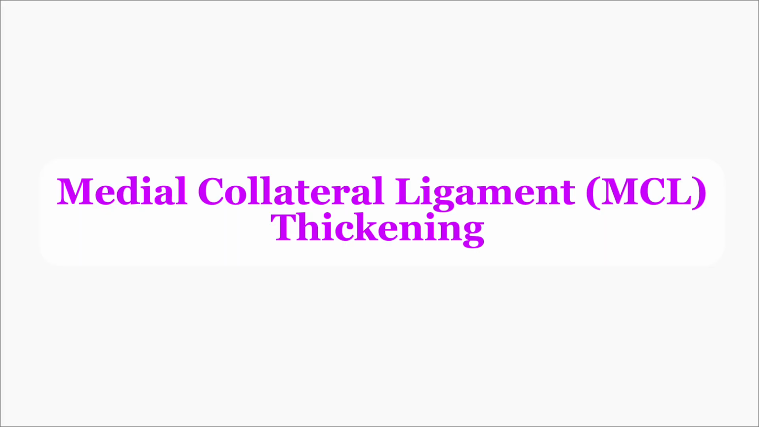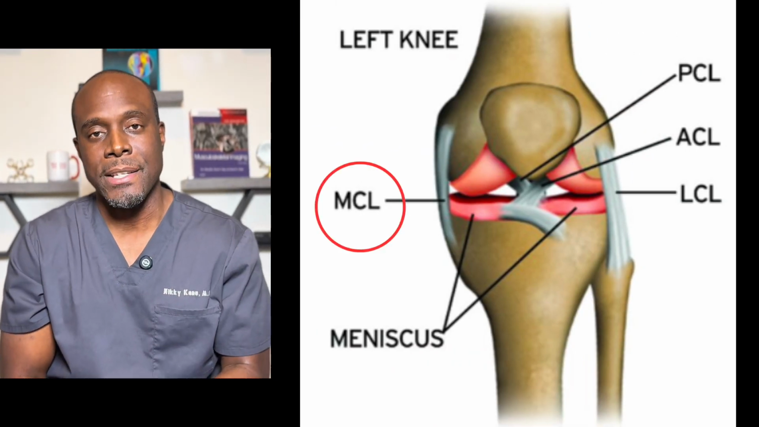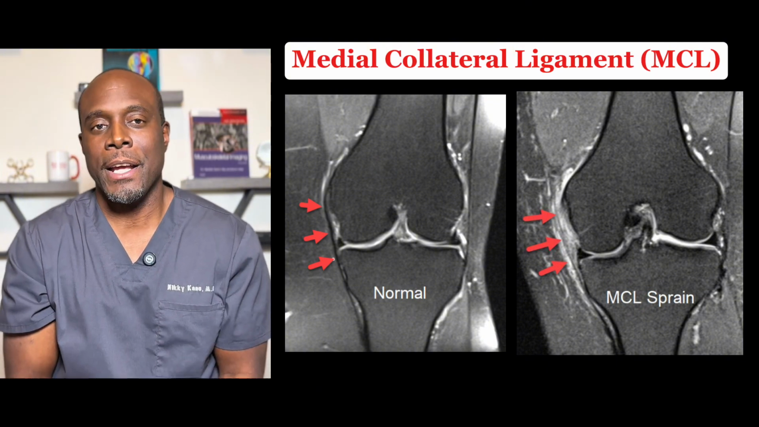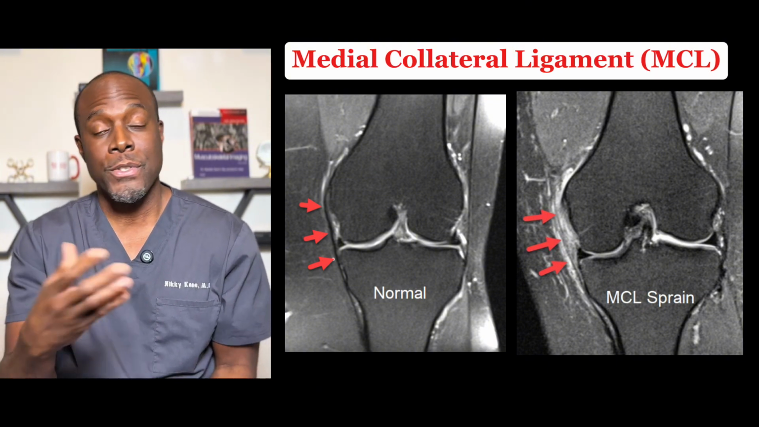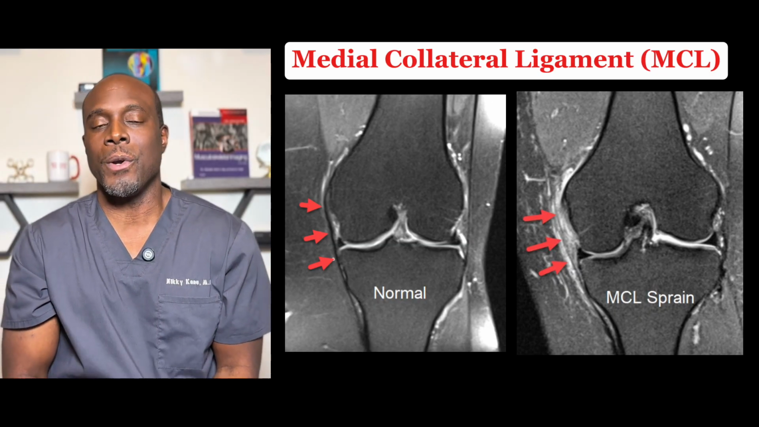What is MCL thickening? Well, the MCL stands for medial collateral ligament. It runs along the inner side of your knees. Thickening means that it has either been sprained or experienced chronic low-grade stress over time. The MCL heals exceptionally well on its own. The vast majority of MCL injuries don't require surgery.